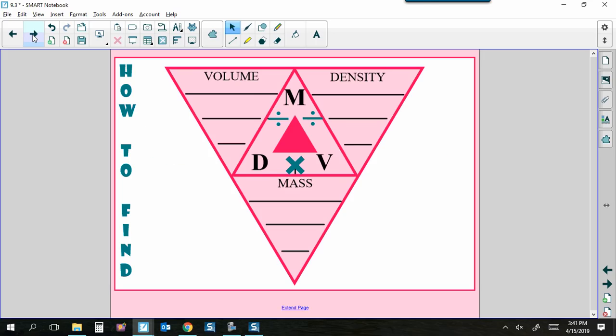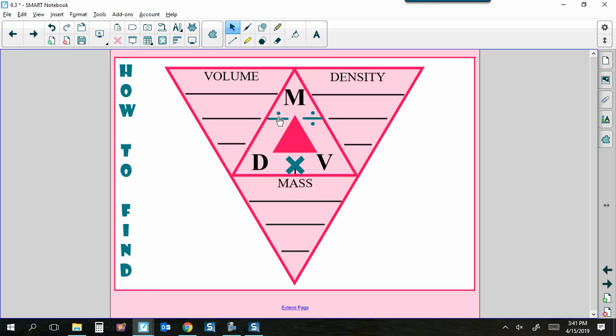Perfect. All right, so you guys have this triangle on your paper if you're taking guided notes. If you are not, please draw this on your own paper. This is a way for you to remember three different formulas all at the same time with the relationships between density, mass, and volume. If you are looking for volume, we have DMV. You want to remember this triangle, DMV. Volume is found by taking the mass and dividing it by the density.